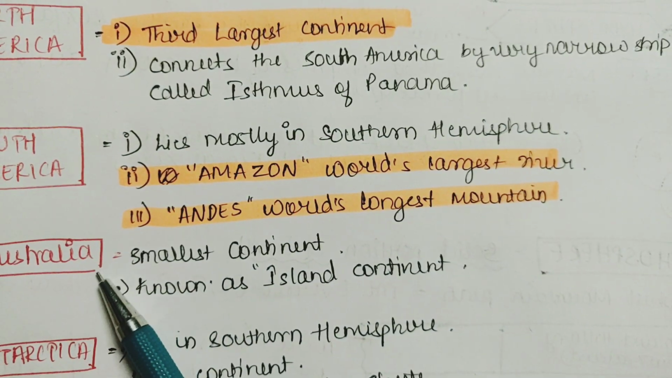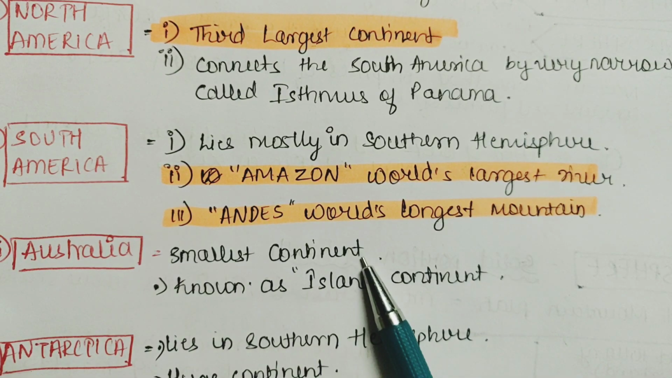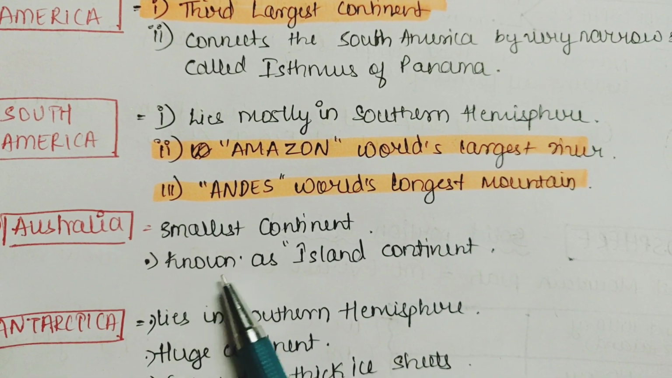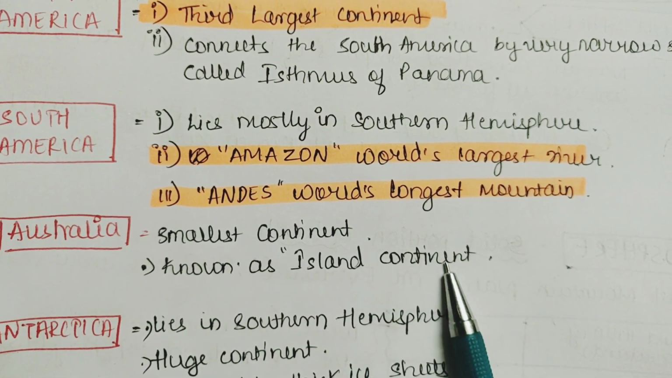Australia. Australia is the smallest continent in the world. Australia is also known as island continent.